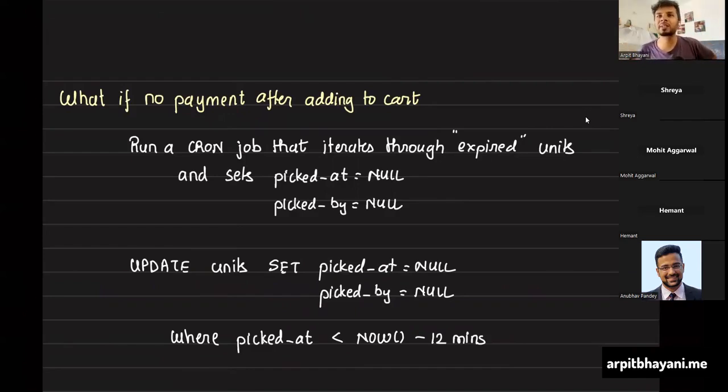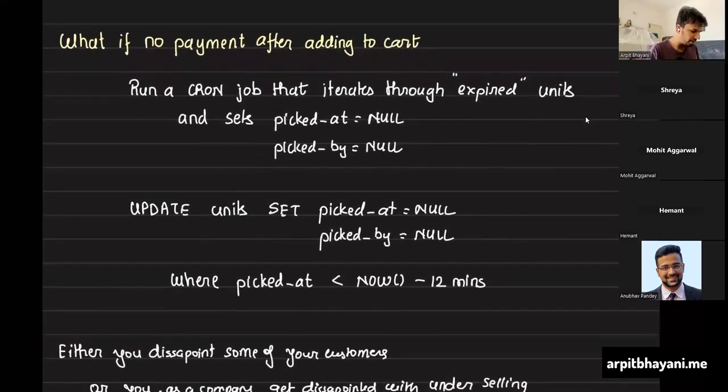This is exactly what you do with a cron job. You write a simple cron job that continuously keeps on iterating through quote unquote expired items. How do you know expired items? Let's say your expiration time is set to 12 minutes. So you have a cron job continuously running that is checking and updating this database, and it sets picked at as null, picked by as null, where picked at is less than now minus 12 minutes. Then if it has been 12 minutes and this person has not made the payment, put it up.